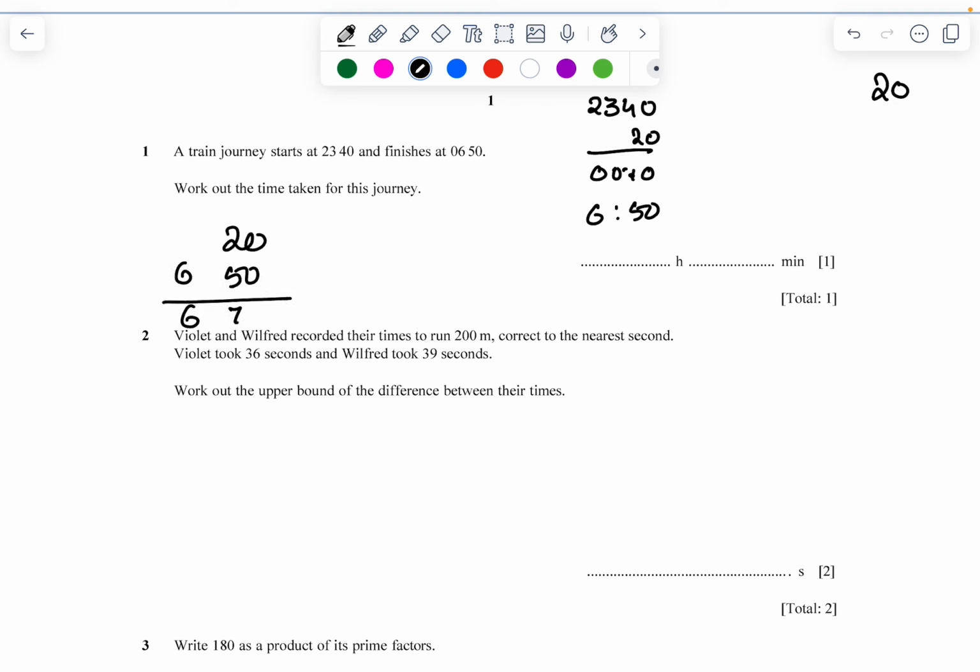So in total it is 6 hours 70 minutes. We know that 1 hour is 60 minutes. So that 60 minutes adds up to the 6 hours and makes it 7 hours, and I'm left over with 10 minutes. So 7 hours 10 minutes is going to be the answer.